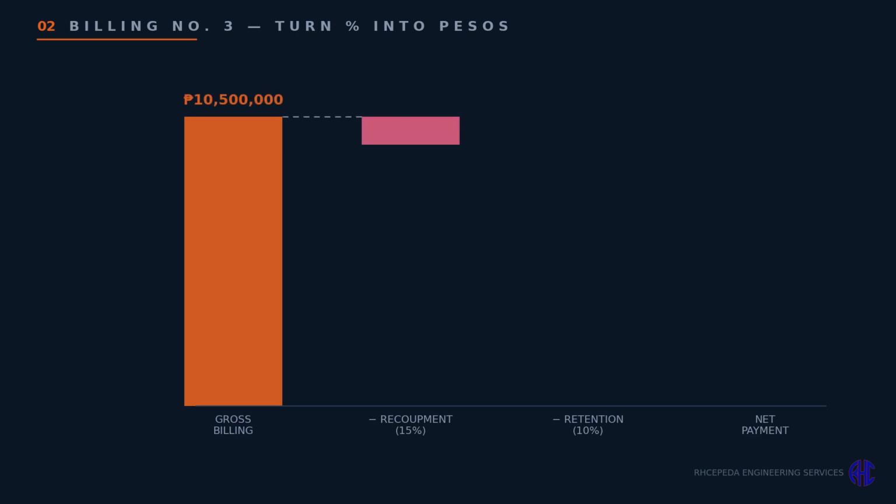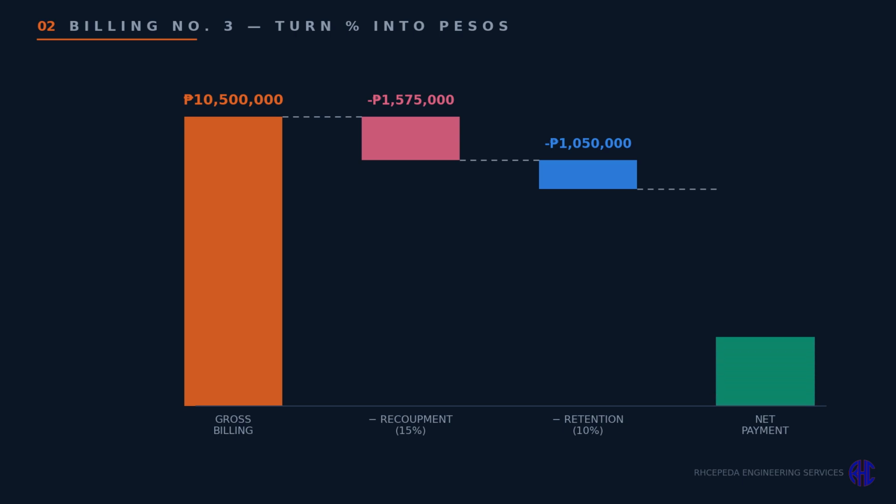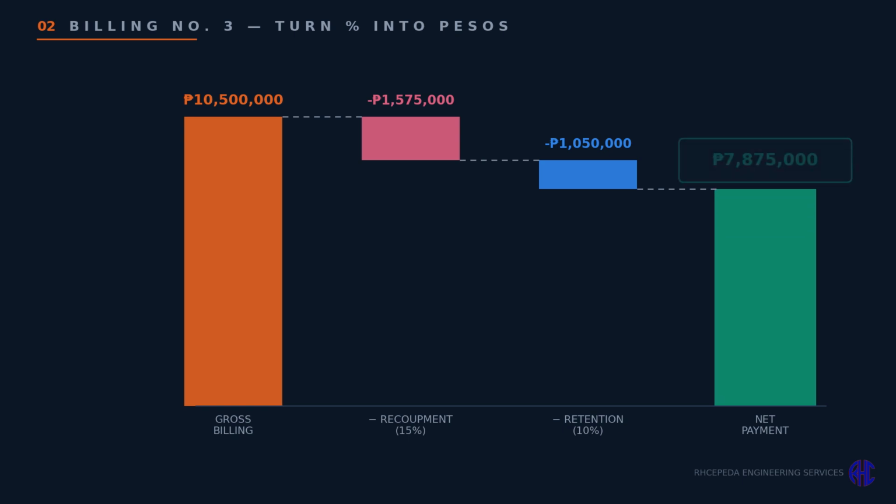But that's not the check the contractor receives. First, advance recoupment. The contractor drew a 15% mobilization advance at the start, recovered in proportion to progress, 1,575,000 pesos. Second, retention, 10% of the gross held back as security, 1,050,000 pesos. Gross, minus recoupment, minus retention, net payment, 7,875,000 pesos.